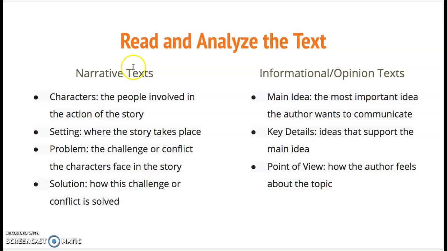With narrative text, they have characters, the people involved in the action of the story. They have settings, where the story takes place. They have a problem, the challenge or conflict the characters face in the story. And they have a solution, how the challenge or conflict is solved.